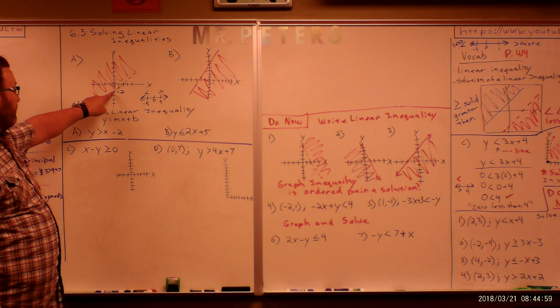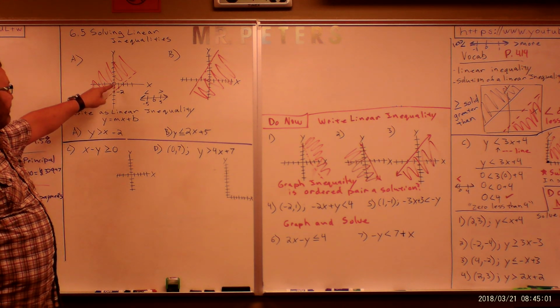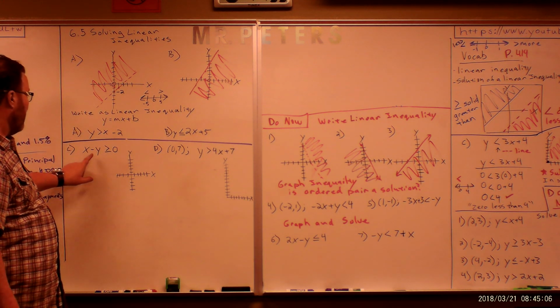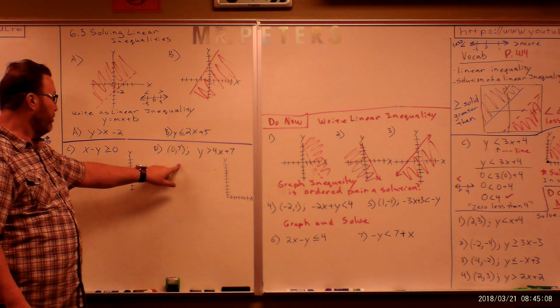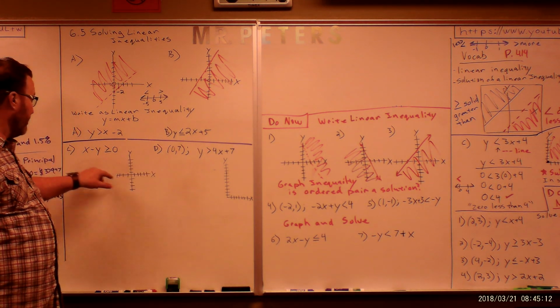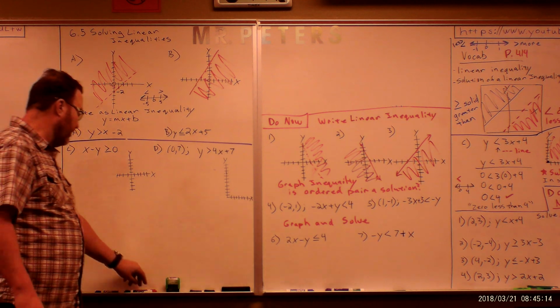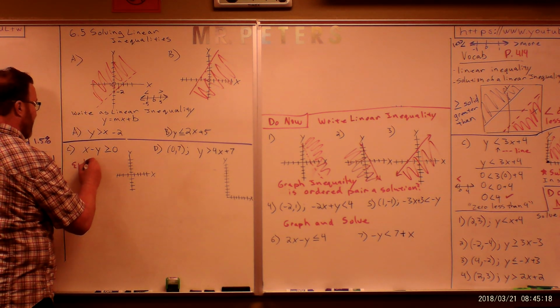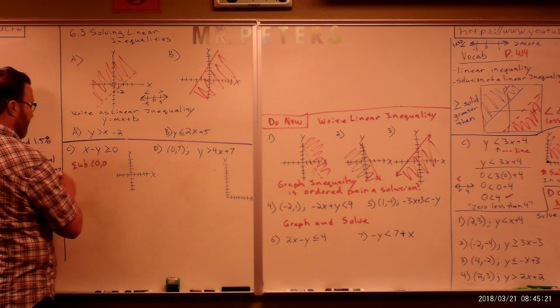You want to write down where it crosses the intercept, figure out the rise and run, put it in linear form. Okay. Now, these two. This one we don't have an ordered pair. This one we have an ordered pair. So we're doing the same thing. We're going to do substitution in here. So I'm going to write that down. Make sure you write this down in your notes. We're going to sub 0, 0 in this to solve for it.